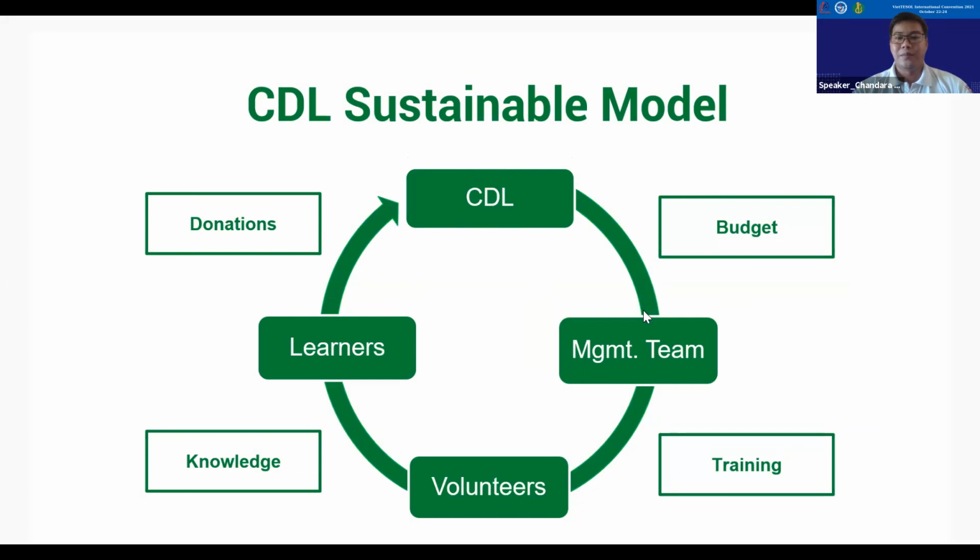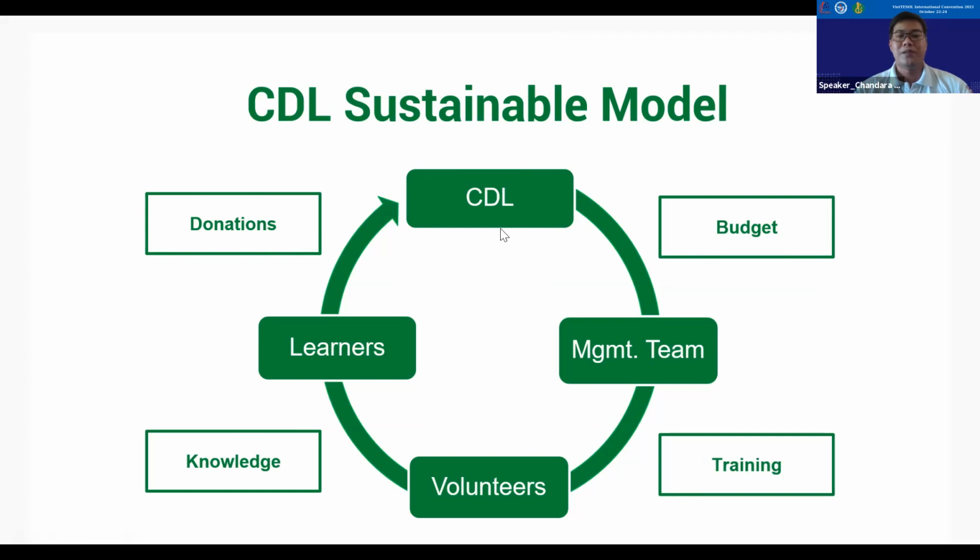Then we have another management team working closely with the CDL founder, and we provide some training to support our volunteers, making sure that they can provide quality education in our projects. Our volunteers then transfer their knowledge, their expertise, and their time dedication to our learners. And in return, the learners contribute to CDL by joining our charity events or providing some donations to support our project.